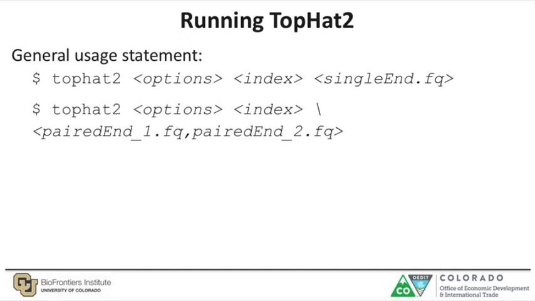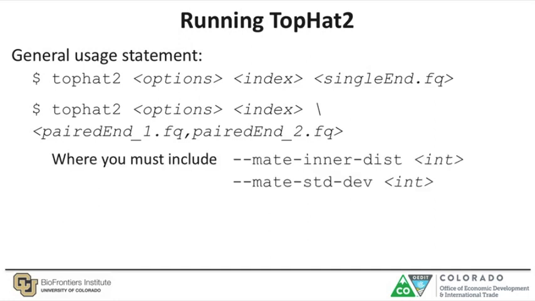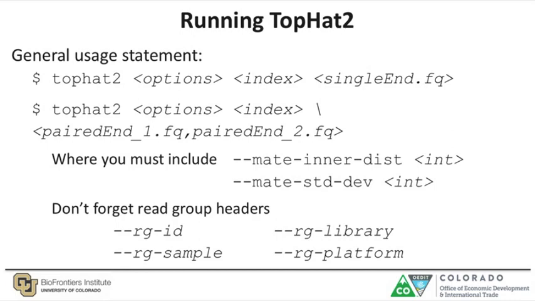Again, in the case of running paired-end data, you must include the average length and standard deviation of your library insert sizes using these parameter options here. And as one last reminder, don't forget to include the regroup header information using these options that are shown here.